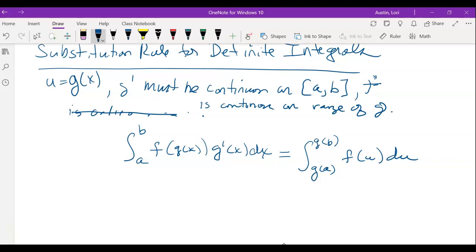U equals g of x. G prime must be continuous on AB, and F, that's an F, my pen kept going out, must be continuous on the range of G. No, just F. Sorry, my pen was losing it. It's just an F.